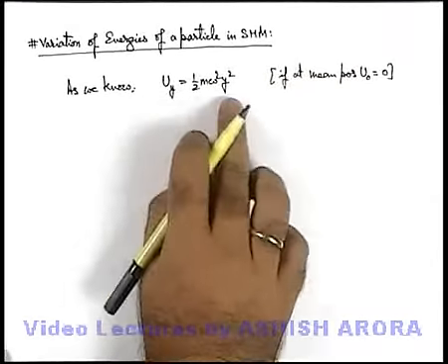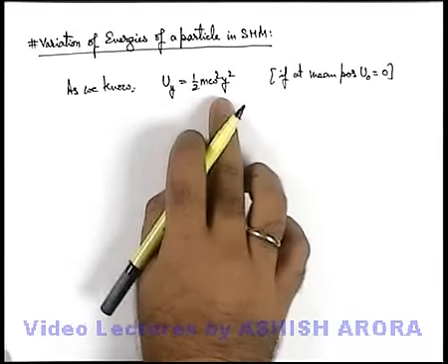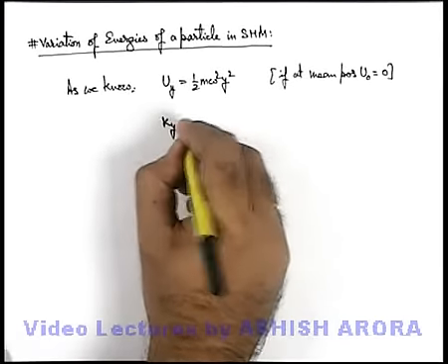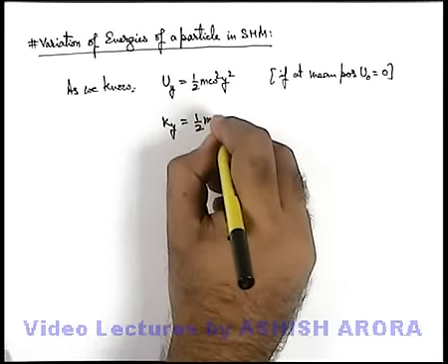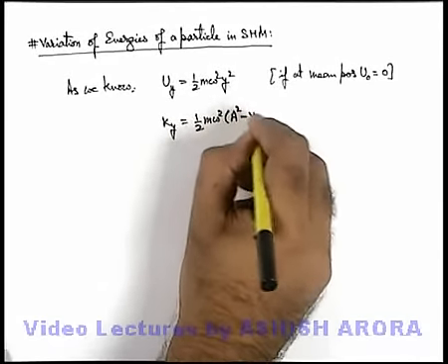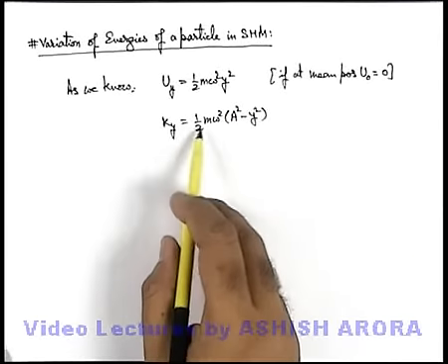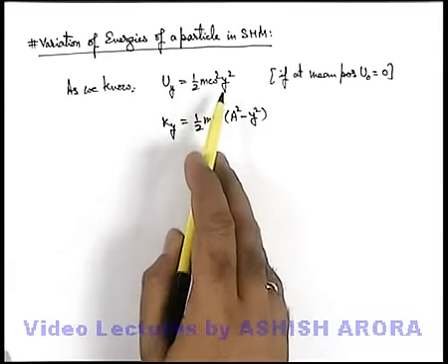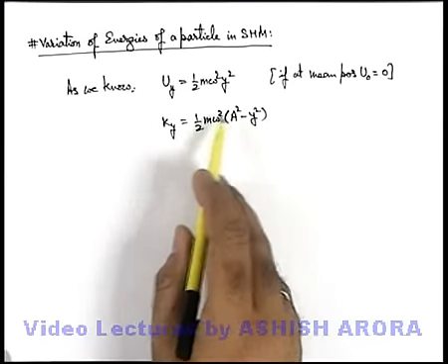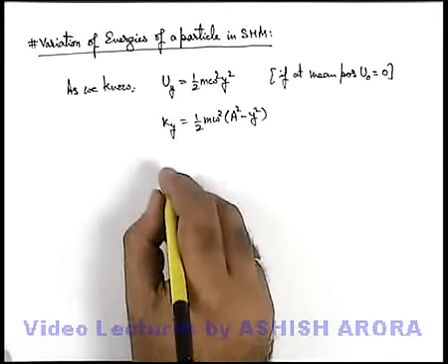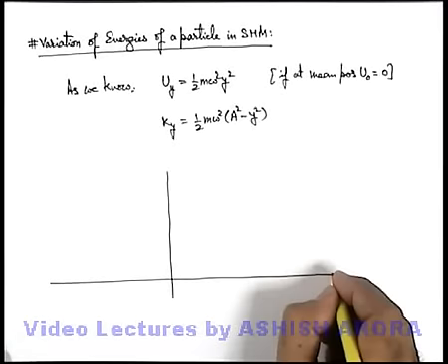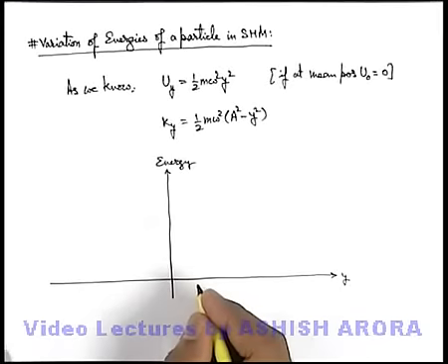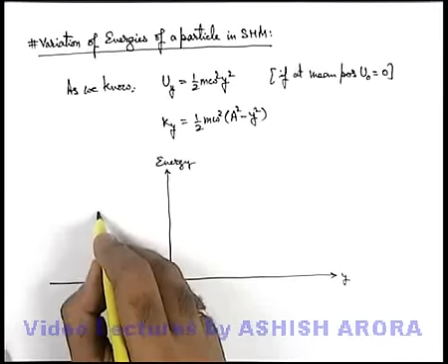Under this condition, the potential energy at a general displacement can be given as half m omega square y square, and kinetic energy as a displacement function can be given as half m omega square times a square minus y square. If we carefully observe the two situations, potential and kinetic energy both depend on second order of displacement. So when we plot the curve, it will be a parabolic curve.